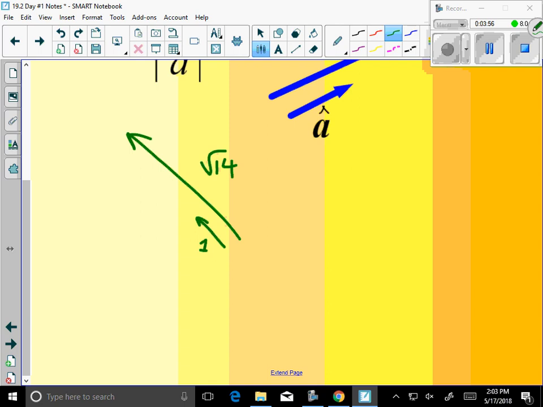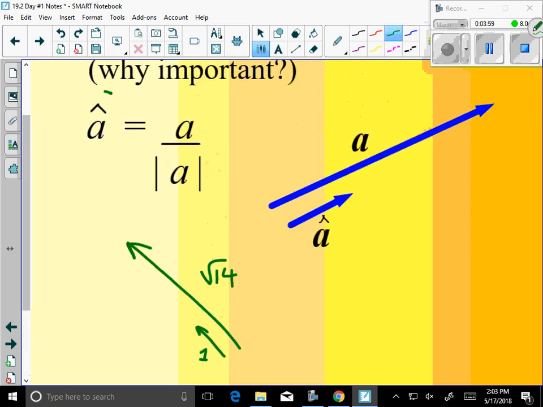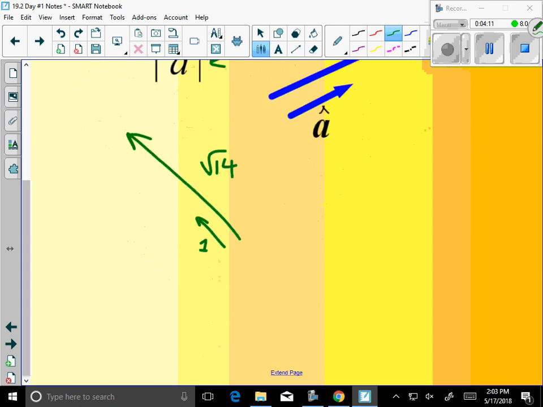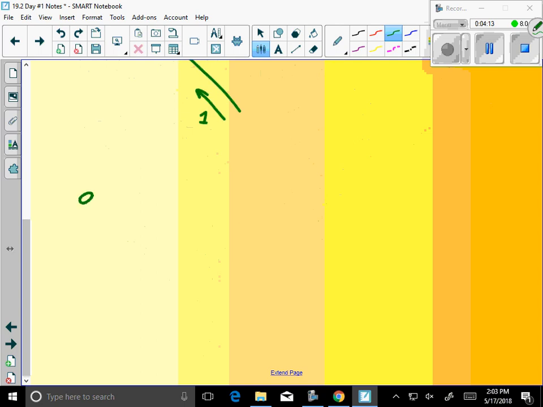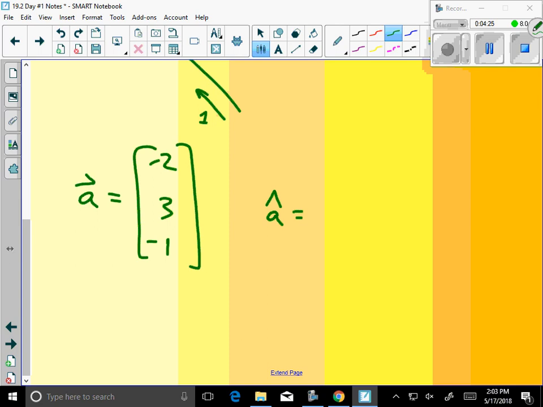So a unit vector, this right here is the notation for unit vector. A unit vector is the vector itself divided by its magnitude. So for example, on the last one, I think vector A was -2, 3, 1? Or was it -1? -1. If I want a unit vector in the same direction, A hat, I just take 1 over the magnitude times the vector.